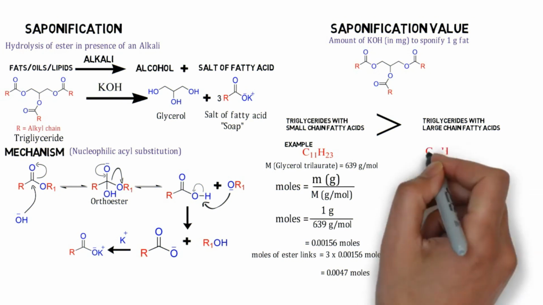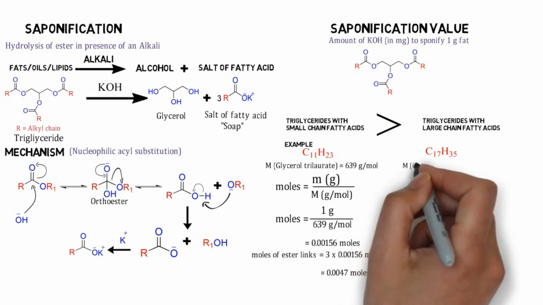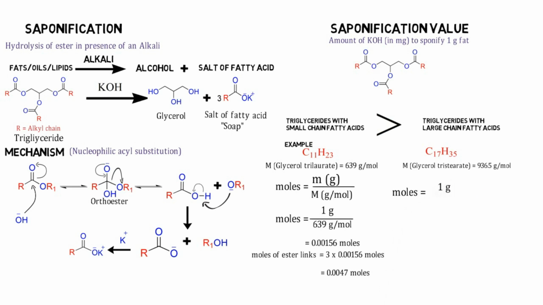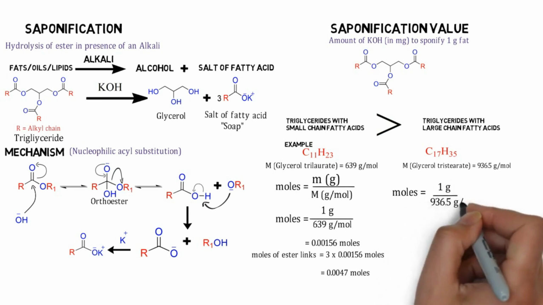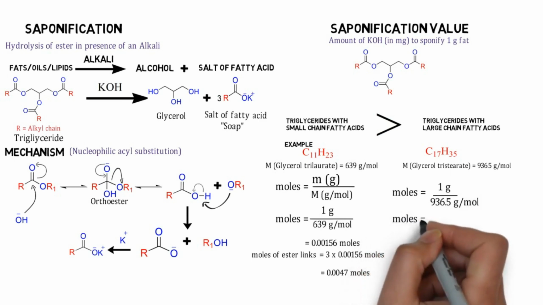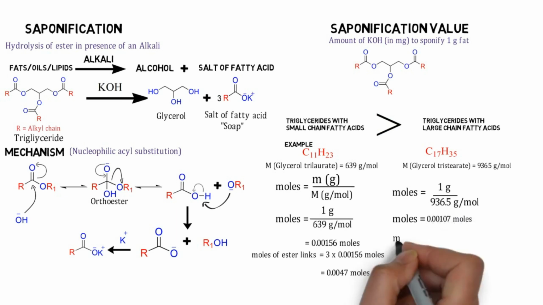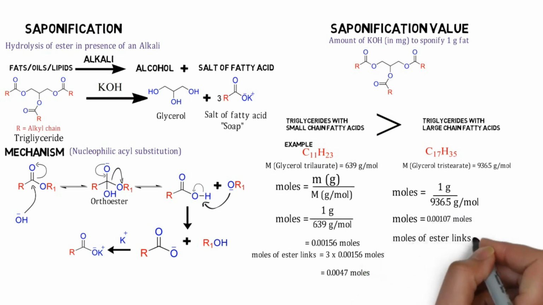Now consider R is a 17 carbon alkyl chain. Then the compound name will be glycerol tristearate. It has a molar mass of 936.5 grams per mole. The number of moles in a 1 gram sample is equal to 1 divided by 936.5 grams per mole. This results in 0.00107 moles. Now to calculate ester links in a 1 gram sample, we multiply the number of moles by 3 and we end up with 0.0032 moles of ester links.